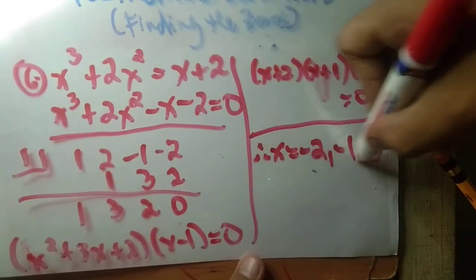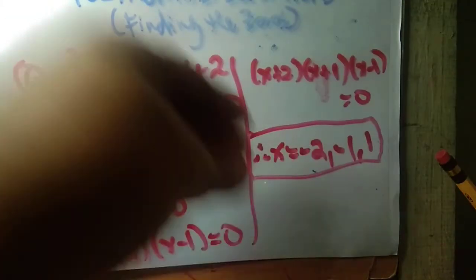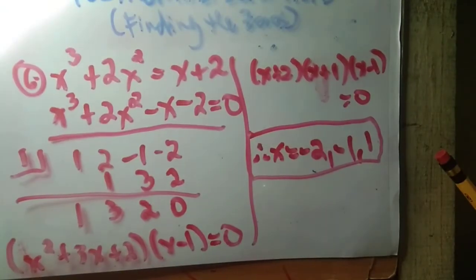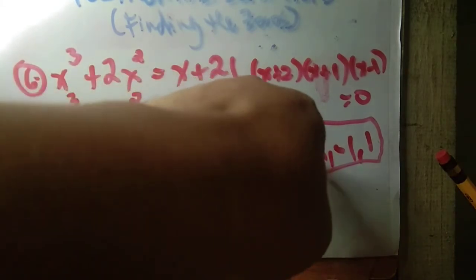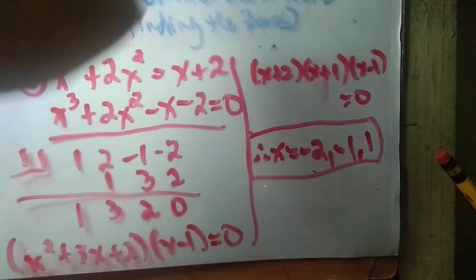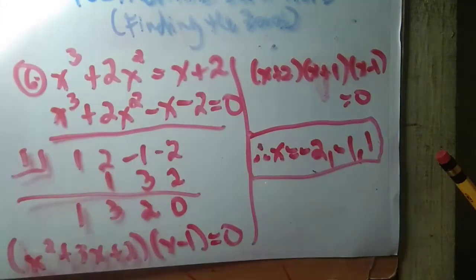Ito na yun. Then, obviously, ang checking yan, hindi ko na ipapakita, is, kailangan i-substitute mo yung value, nung nakuha mong value ng x doon sa equation. Kailangan, mag-equate siya kay 0. So, yun yung idea dyan.